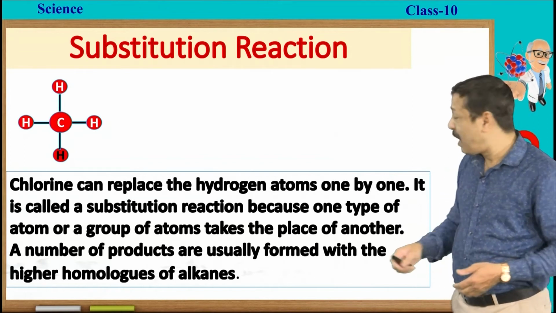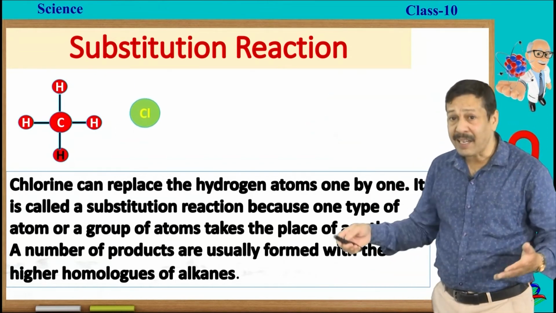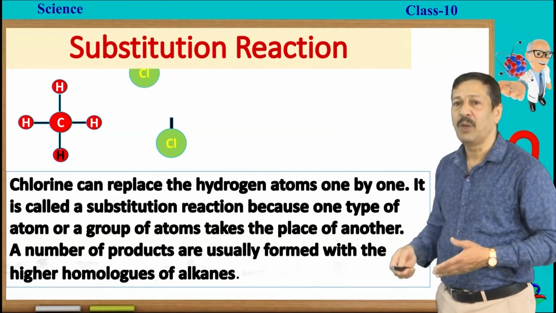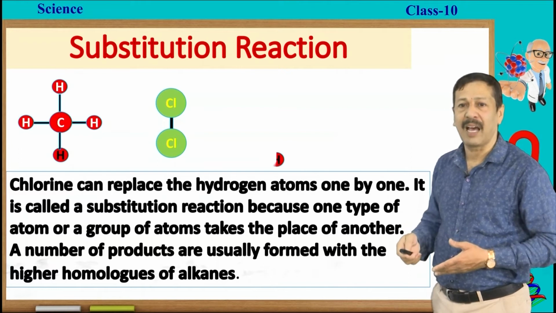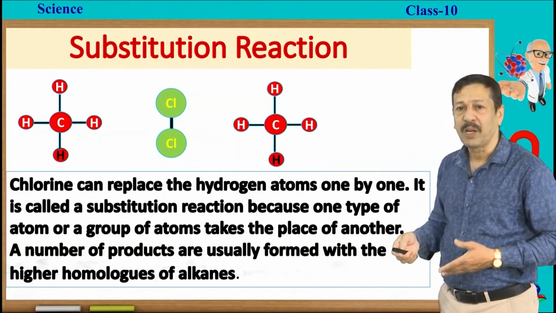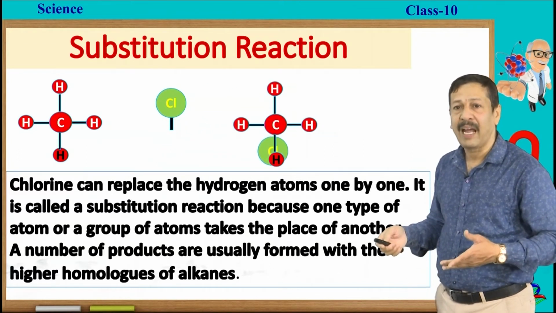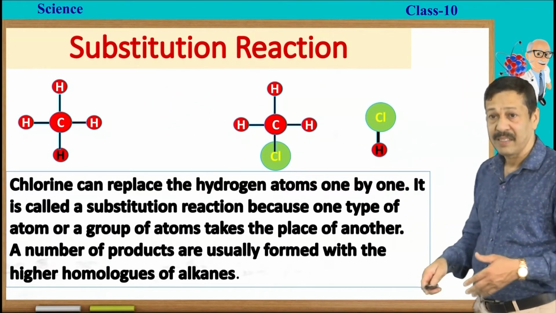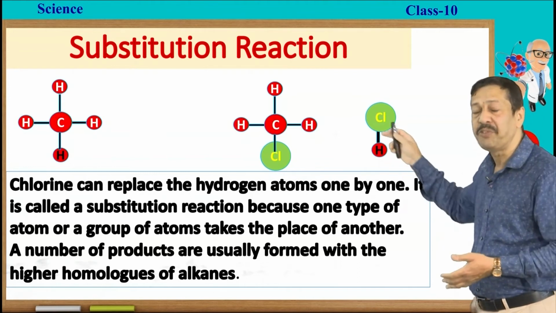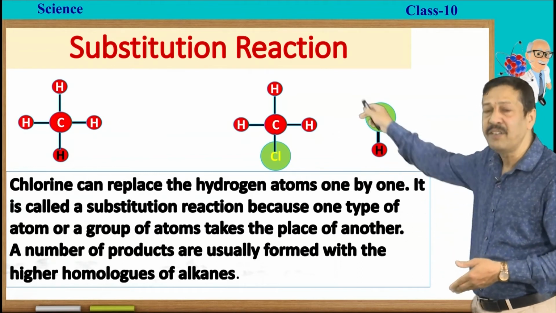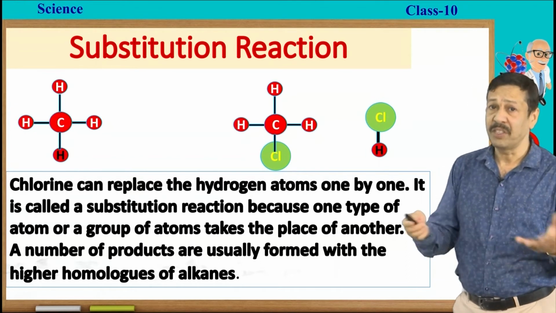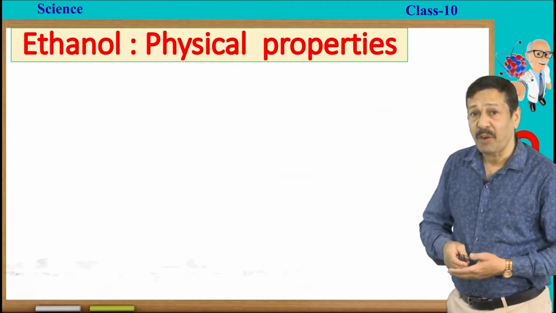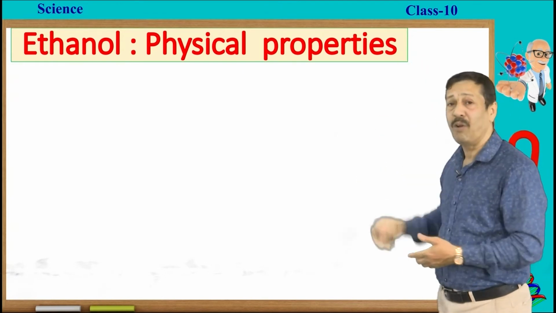Now let us see what happens here. Observe the black colored hydrogen. Now see the chlorine in the presence of sunlight break up into chlorine atoms, and this attacks the methane. What happens here? This is the substitution reaction. Alkanes undergo substitution reactions very easily. Now we come to another important organic compound, that is ethanol.